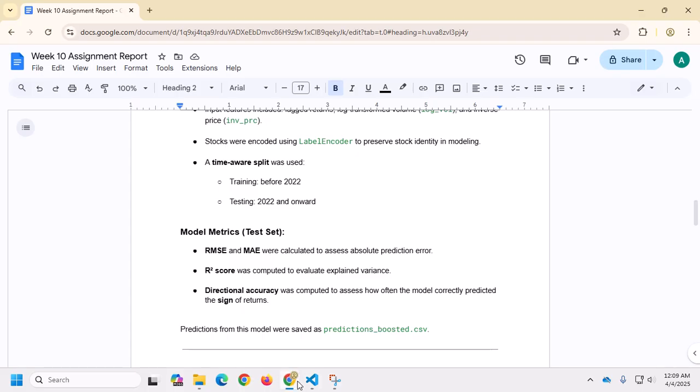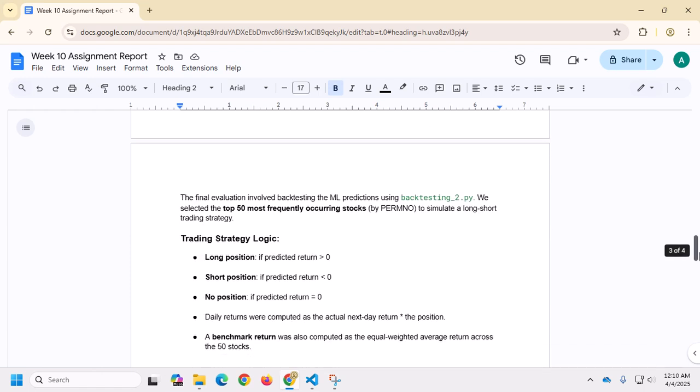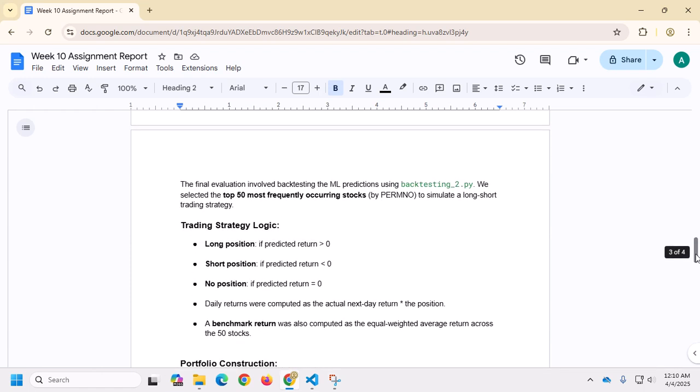So also let me jump back to the report as well. Okay, so in this backtesting, what I did was that I chose the top 50 stocks according to their PER MNO, which were basically the most highly traded ones, the more liquid ones, the more stable ones. Those were the stocks that I chose.